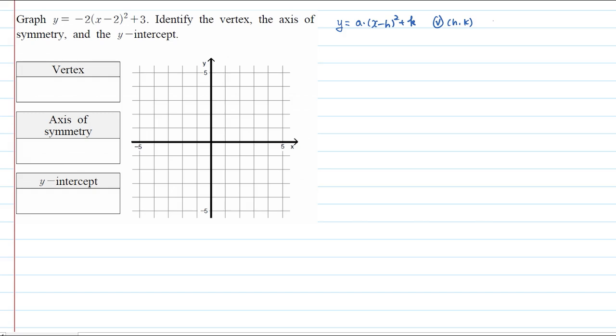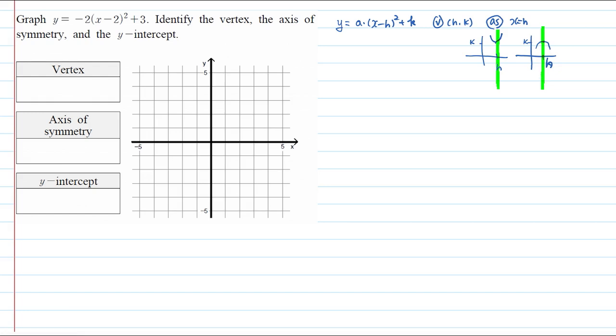And then your axis of symmetry, that is x is equal to h. Now, there's no need to memorize this. If you know your graph, that's the graph either this way or this way. That's h, and this is k. You're just reading the x coordinate. Okay, x is equal to h. So focus on the vertex.